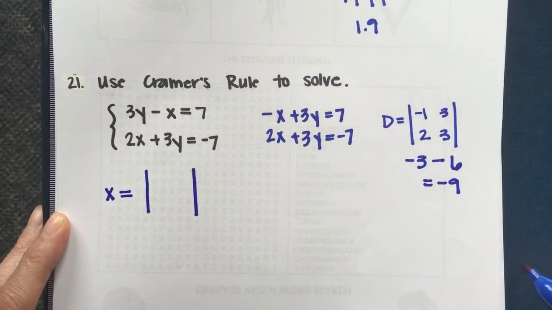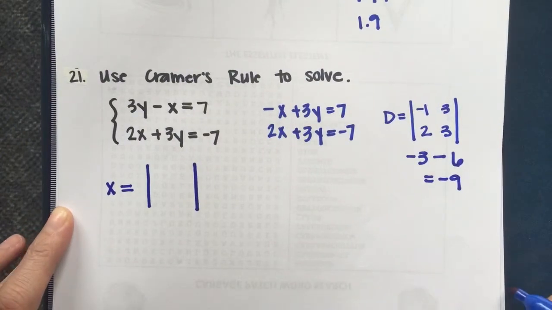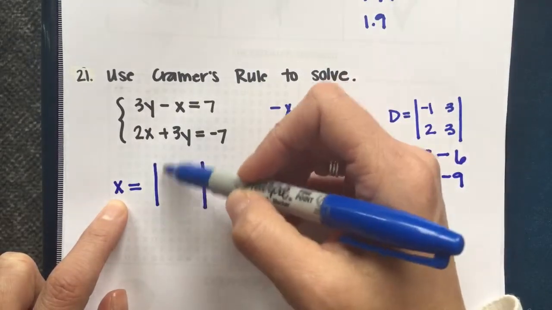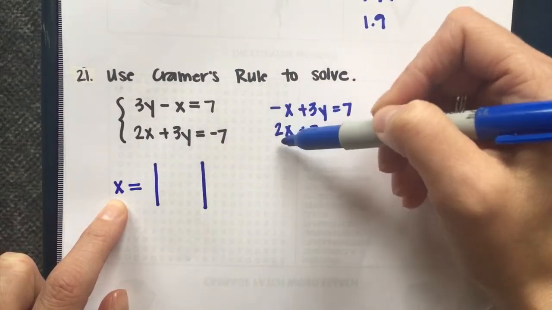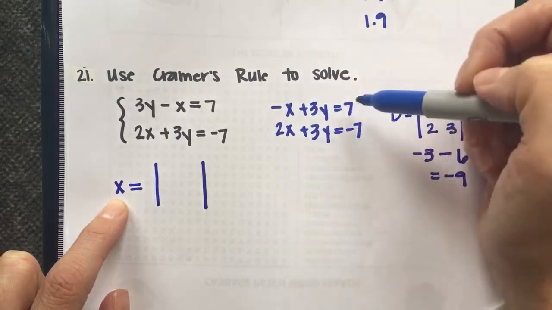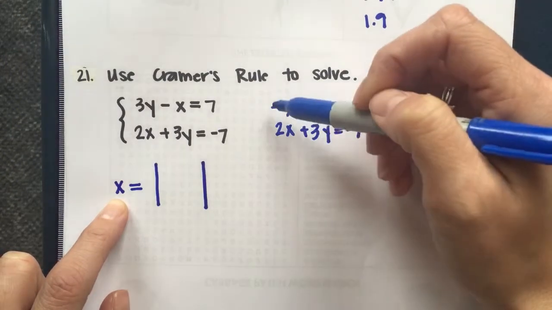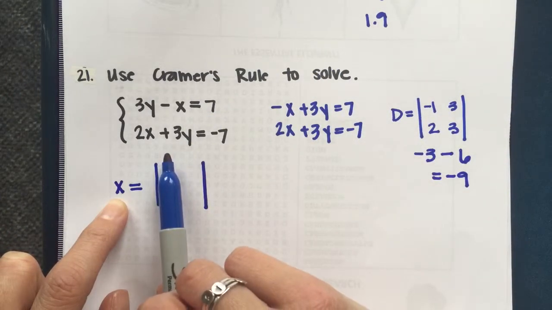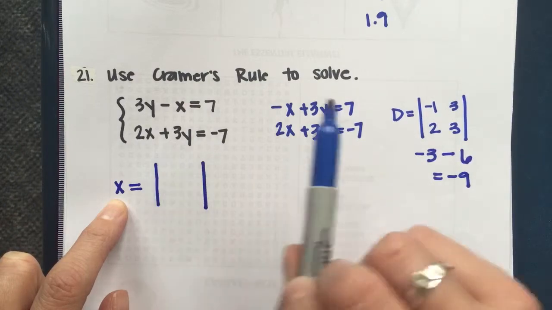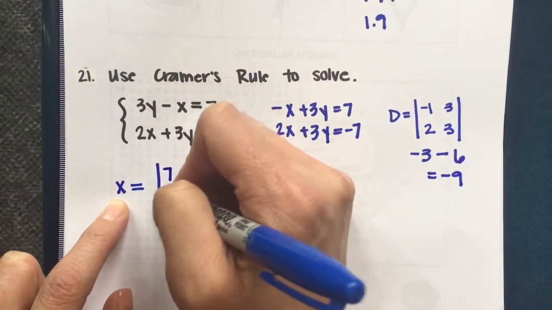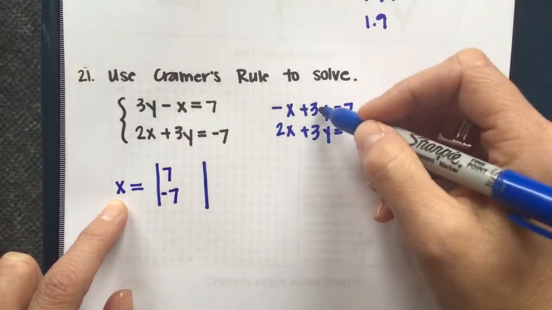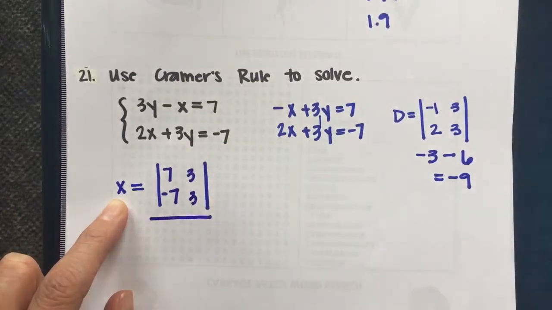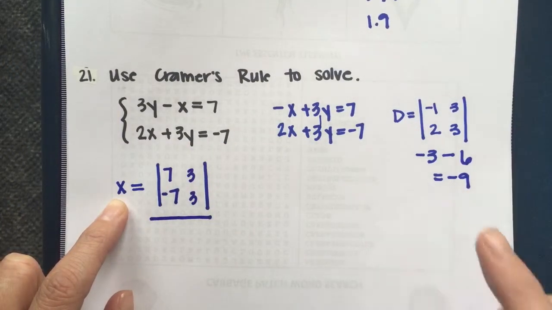It's the determinant of a new 2x2 matrix. And in that new 2x2 matrix, if I'm solving for x, I'm going to replace the x column. So I'm not going to use the x coefficients, but instead I'm going to put in the constants. Since x is on the left, I'm not going to use those coefficients. Instead, I'm going to use the constants, 7, negative 7. You keep y in there, so we're going to keep the 3, 3. And then it's over D, which was negative 9.